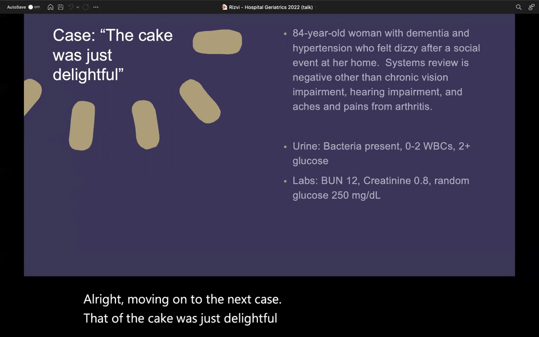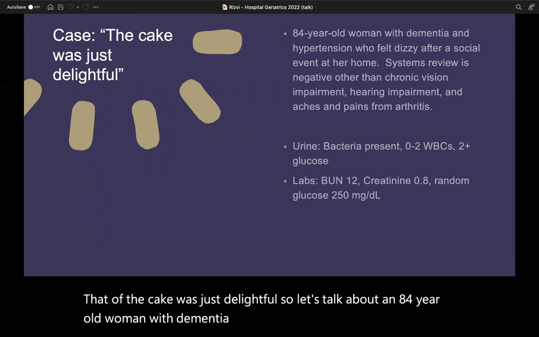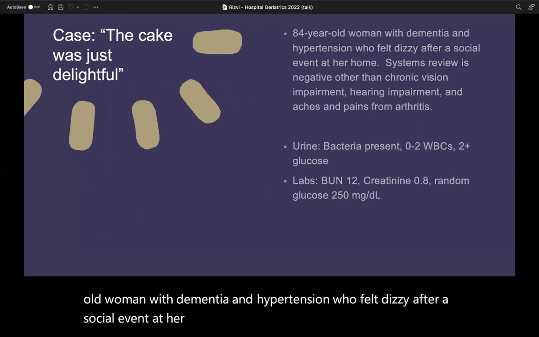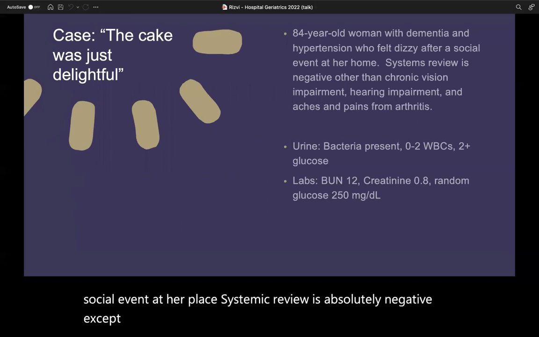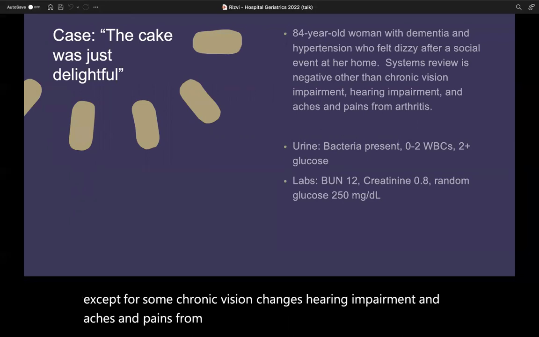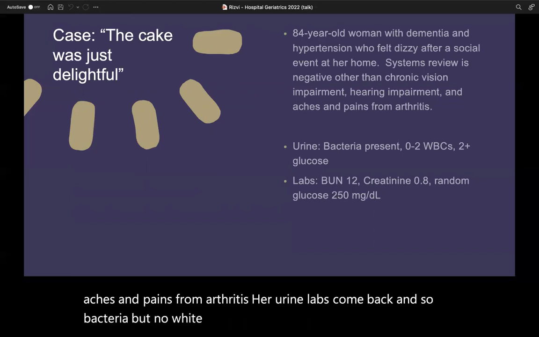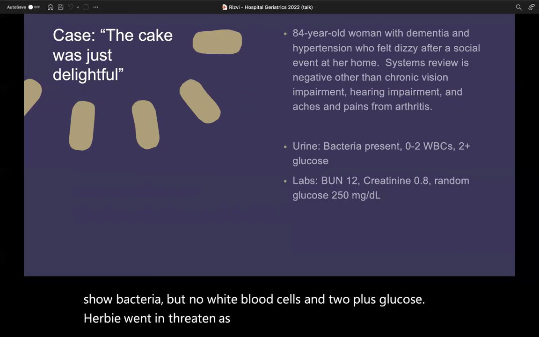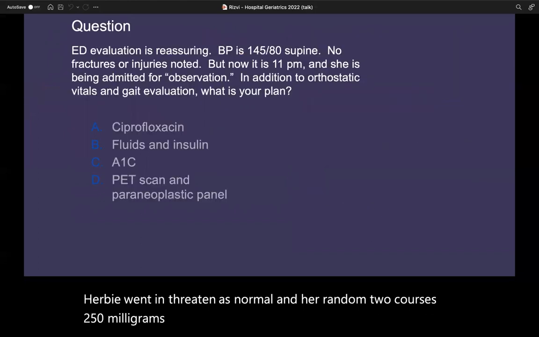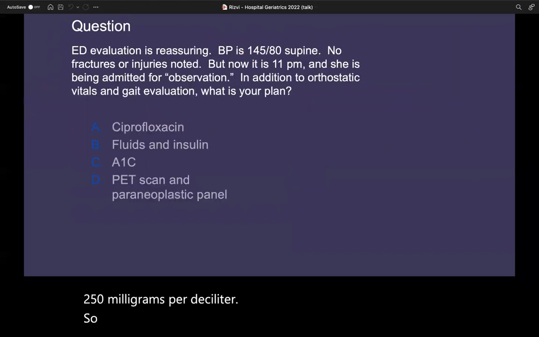So let's talk about an 84-year-old woman with dementia and hypertension who felt dizzy after a social event at her place. Review of systems is absolutely negative, except for some chronic vision changes, hearing impairment, and aches and pains from arthritis. Her urine labs come back and they show bacteria, but no white blood cells, and 2+ glucose. Her BUN and creatinine are normal, and her random glucose is 250 milligrams per deciliter. Her blood pressure is 145 over 80.